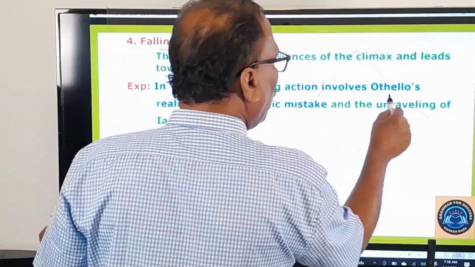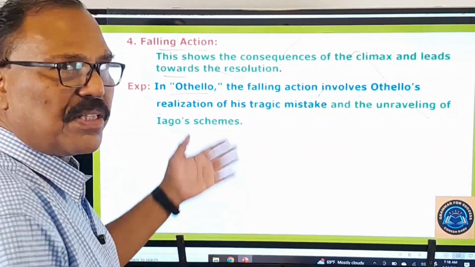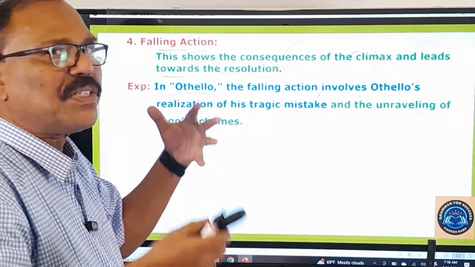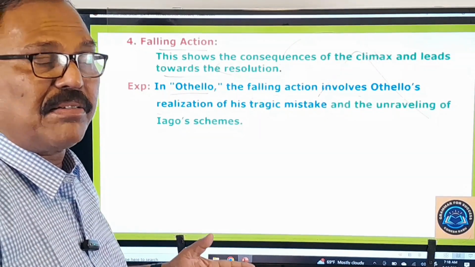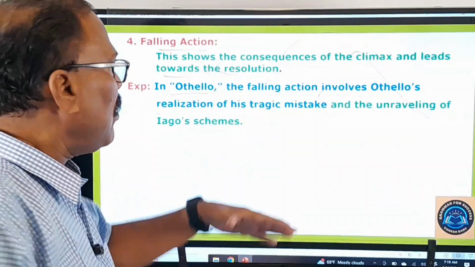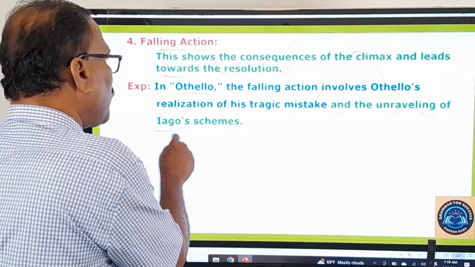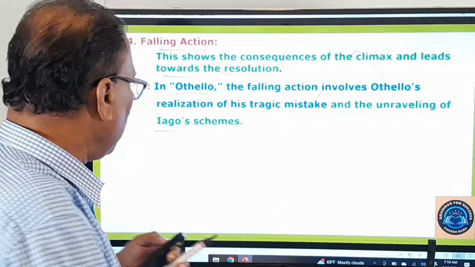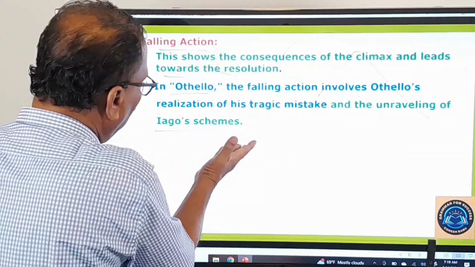The falling action involves Othello's realization of his tragic mistake. In this drama of Shakespeare, Othello realizes his tragic mistake, the mistake he has made. He realizes that. Realizing one's own mistakes is a great thing. So he realizes his own tragic mistake and the unraveling of Iago's schemes. And he also comes to know about the villain, that is Iago's schemes and all these things. So this is the falling action, right?